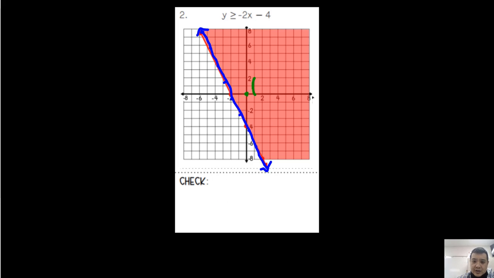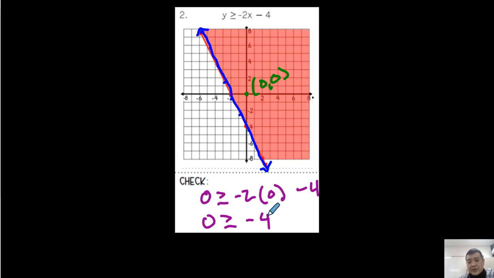Okay, so this is (0, 0). Hopefully we get a true statement here. So 0 is hopefully greater than or equal to negative 2 times 0 minus 4, which is 0 is greater than or equal to negative 4, and 0 is in fact greater than or equal to negative 4. So we have a good chance that we did this correctly.